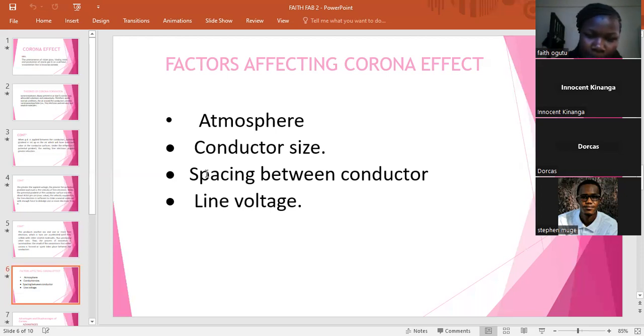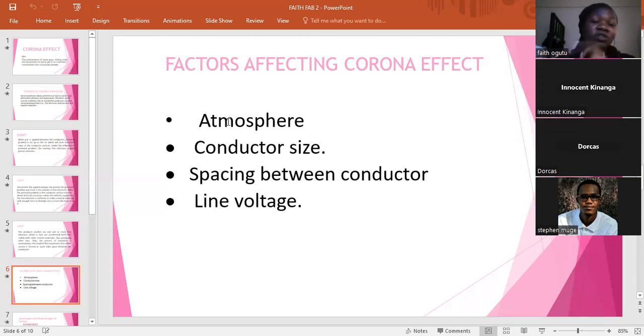Okay. So let's say, for example, the physical state of the atmosphere affects the corona loss. I think the atmosphere can affect it in terms of, let's say, temperature. There might be variation if there's high temperature or low temperature. That's my own thinking. Exactly what you've discussed is correct, because when there is high temperature, there is high speed.